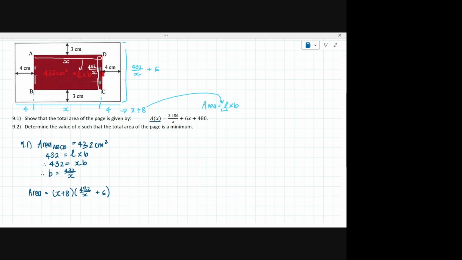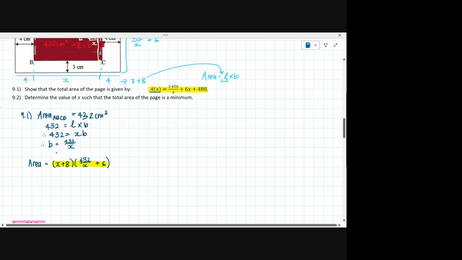Right, so now we've got an expression for the area and we now need to get our two brackets of x plus 8 times 432 over x plus 6 to look like the 3,456 over x plus 6x plus 480. That is what I need to get. I need to show that that's true. This is where we now distribute. Again, this is not hard. You are foiling, you're distributing. But because the terms are not so nice, especially that 432 over x, just be careful.